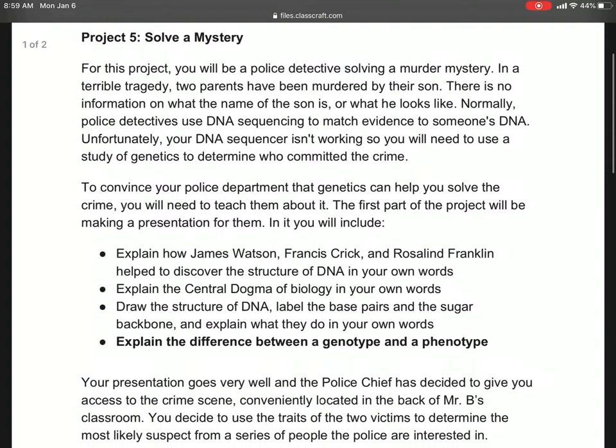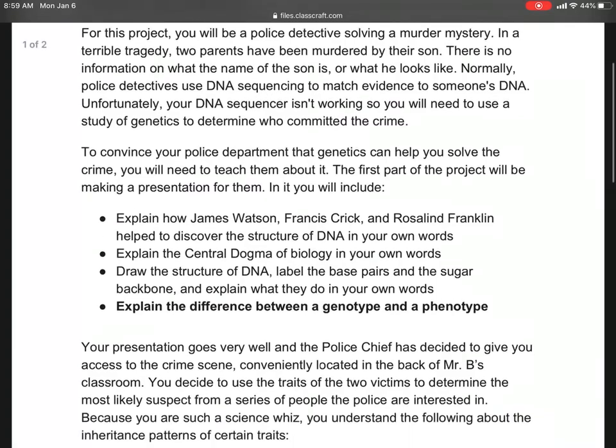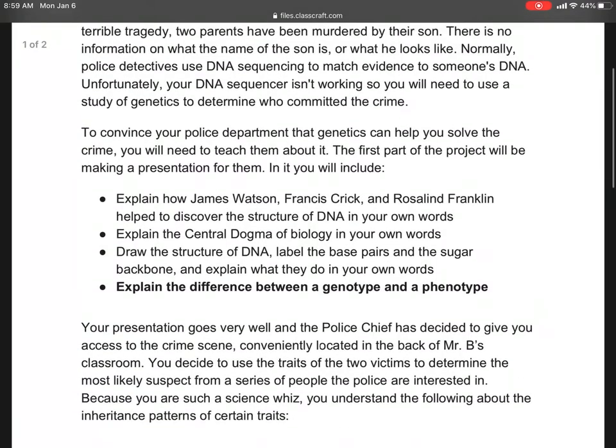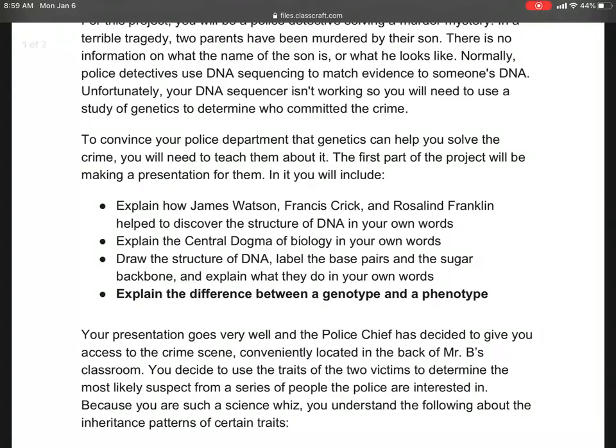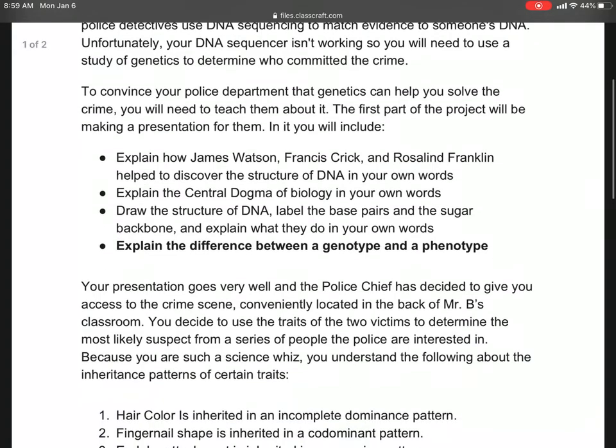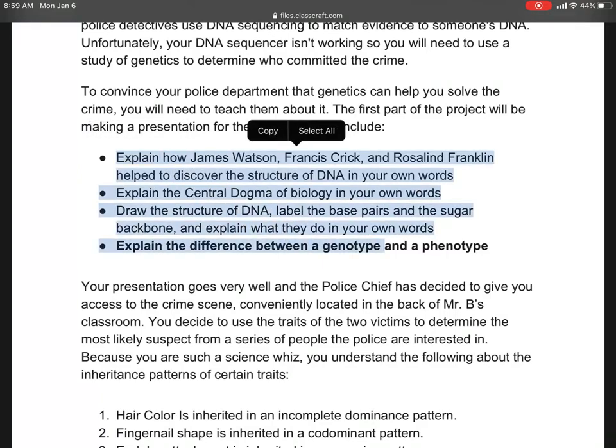So first of all, though, because you're a detective, you need to convince your police department colleagues that genetics will be able to help you solve the crime. So there's a couple of things you need to do. As you can see here, I'll highlight it for you. These sections are kind of like a normal presentation section like we've worked on before. You can do it in a Keynote or you can do it in a Pages document or something.